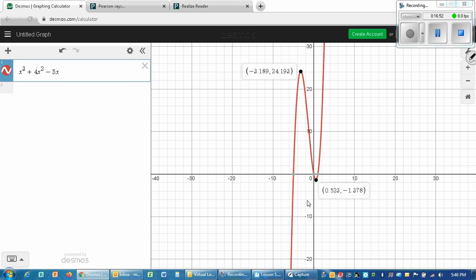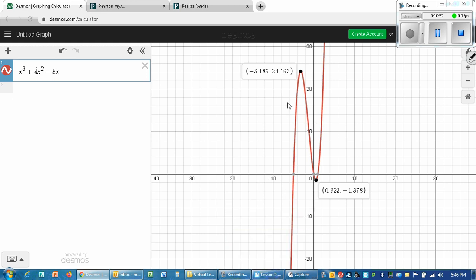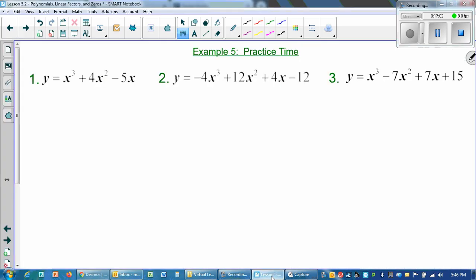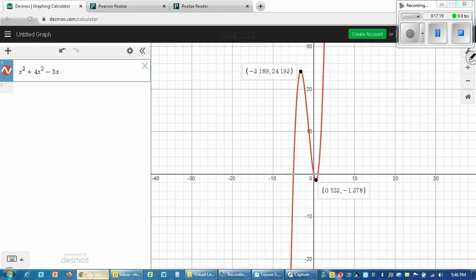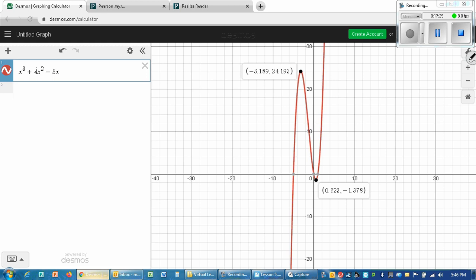And I can see that my high point, or my relative maximum, is at negative 3.189. Notice how these guys are already at 3 decimal places, so you didn't have to do any rounding. All you had to do is write in your values. So my relative maximum value is at negative 3.189, comma, 24.193.